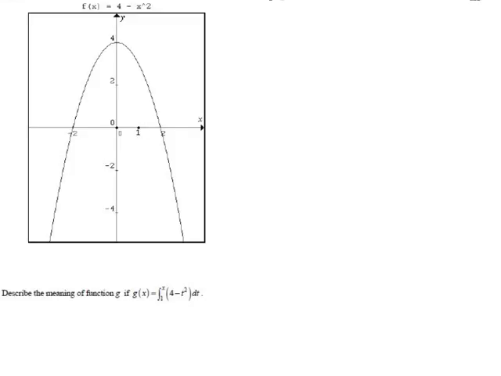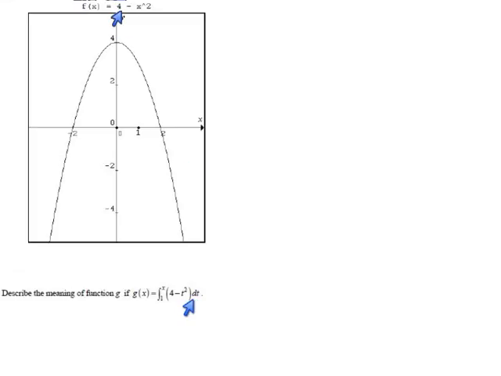Okay, looking at some other ways of interpreting integrals. They give us a function here, 4 minus x squared, so it's a parabola. Its max is at 4. It has roots at plus and minus 2, so that all makes sense. And they say describe the meaning of a function g if g is the integral from 1 to x of 4 minus t squared dt.